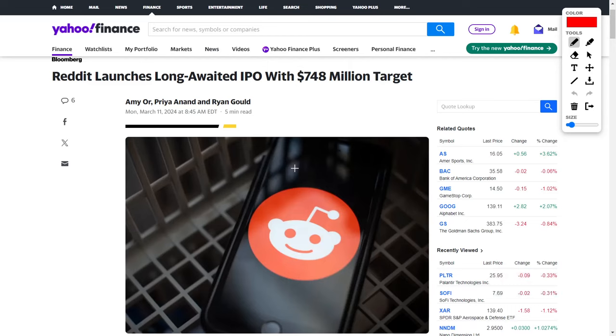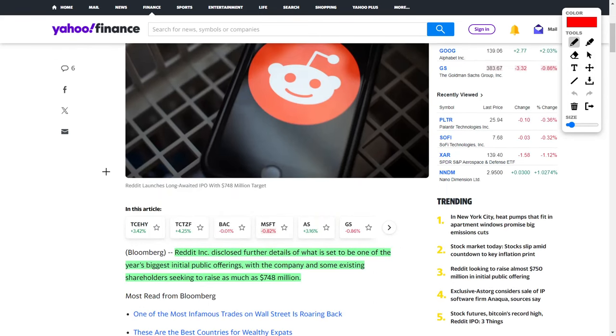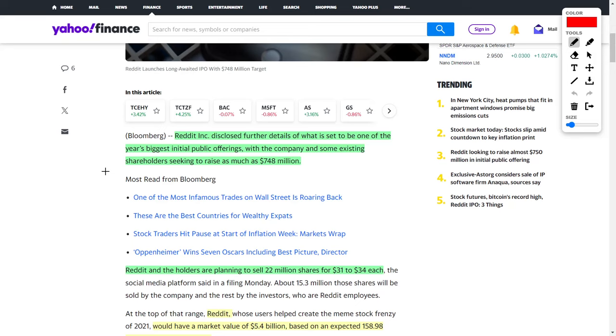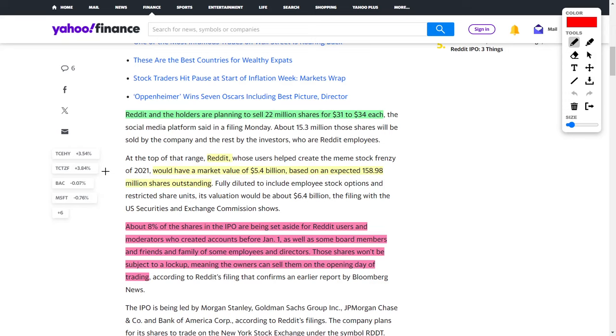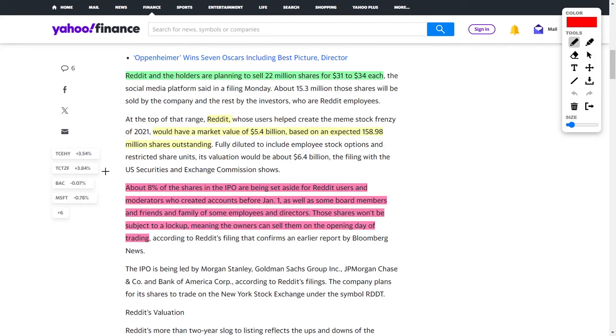Next up, let's talk about Reddit, which recently launched their long-awaited IPO with a $748 million target. So let's talk about it. If you didn't already know, Reddit is a social media company, and they disclosed further details in regards to their upcoming IPO. As of right now, the company and some existing shareholders are seeking to raise as much as $748 million. And according to recent details, Reddit and holders are planning to sell 22 million shares for $31 to $34 each.